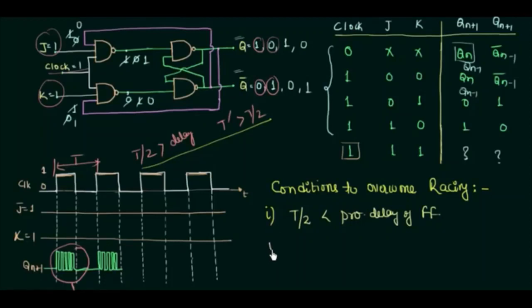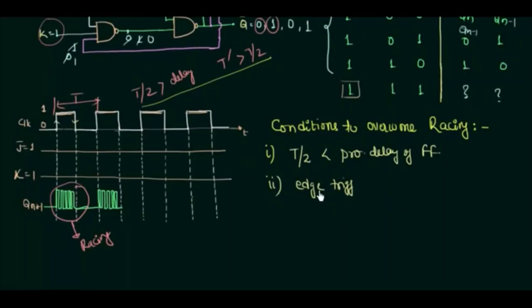Now we will talk about the second way to overcome racing. In this way, instead of using level triggering, we will use edge triggering. You already know we have two types of edge triggering. The first one is positive edge triggering and the second one is negative edge triggering. So you can see when we have edge triggering, there is not enough time for the circuit to race. So this is our second way to overcome racing.